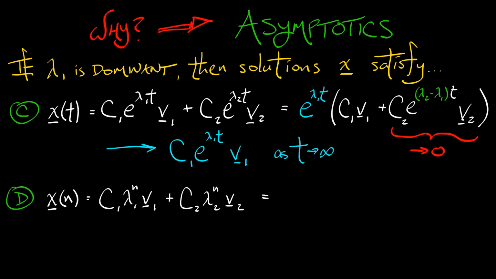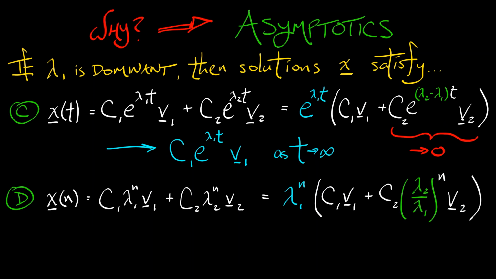Now here what we're going to do is factor out lambda 1 to the n. From the first term, that leaves c1 times v1. But from the second term, what do we have? We have c2 times quantity lambda 2 divided by lambda 1 all to the n times v2. Now, because lambda 1 is dominant, it's bigger than lambda 2 in absolute value, that means that that term in the parenthesis is less than 1 in absolute value. Taking higher and higher powers of that, that term goes to 0.